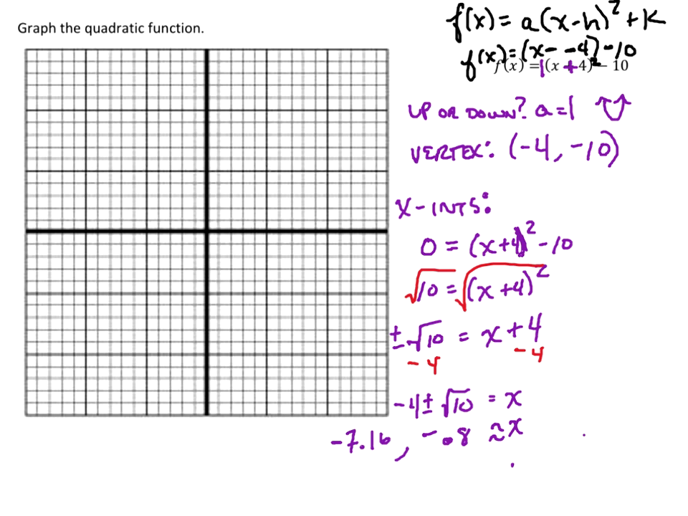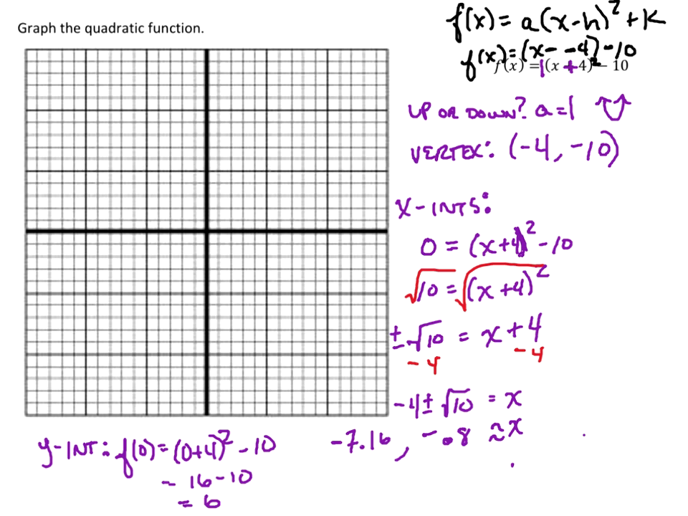And the only thing I have left to find is the y-intercept. You'll never have more than one y-intercept, or it would not be a function. So I plug in 0 for x, so f of 0 equals 0 plus 4 squared minus 10, which is 16 minus 10, or 6.